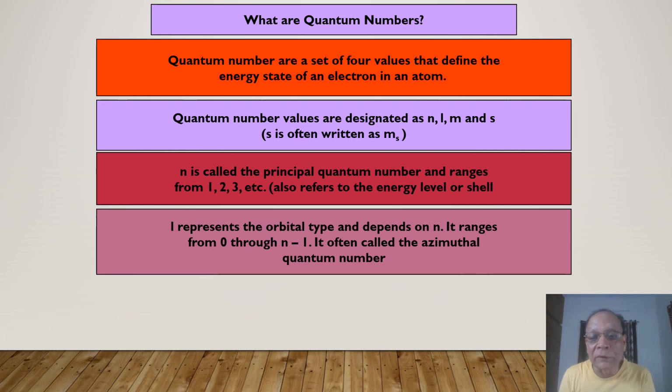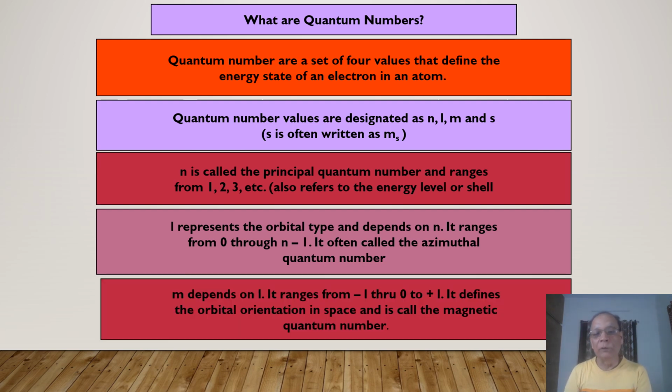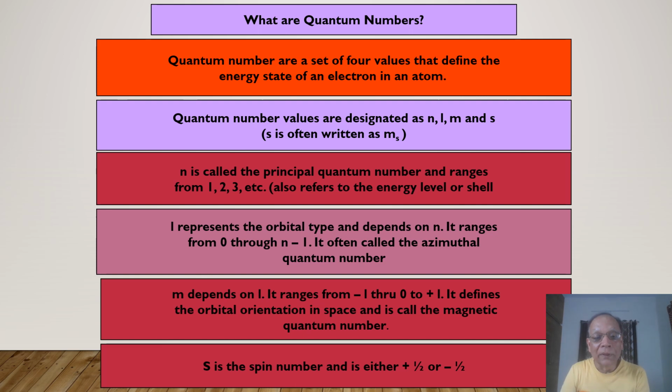L represents the orbital type and depends on N. It ranges from 0 through N minus 1. It is often called the azimuthal quantum number. M depends on L. It ranges from minus value of L through 0 to plus L value. It defines the orbital orientation in space and is called the magnetic quantum number. S is the spin quantum number or the spin number. It is either plus half or minus half. Plus half is clockwise spin, minus half is anti-clockwise spin of the electron.